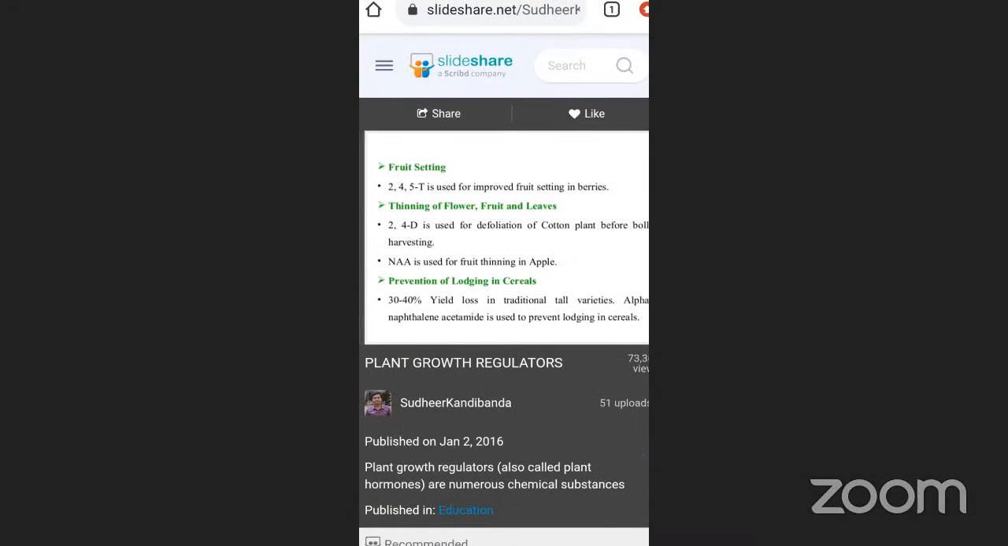Okay, so next one is fruit setting, thinning of flowers, fruits and leaves, and prevention of lodging in the cereals. These are different applications. So next one is gibberellic acid.